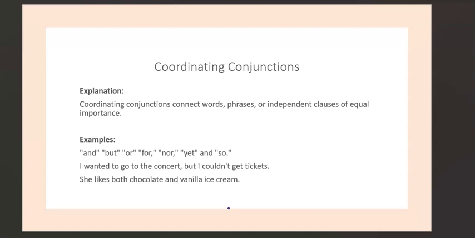Now here, you notice that when I was talking about connecting phrases or independent clauses of equal importance, look at this sentence. It's all talking about the same thing. There's a concert and you want to attend the concert, but you don't have the tickets because you couldn't get the ticket, so you can't attend the concert. So you see, this is a phrase or a sentence with equal importance.